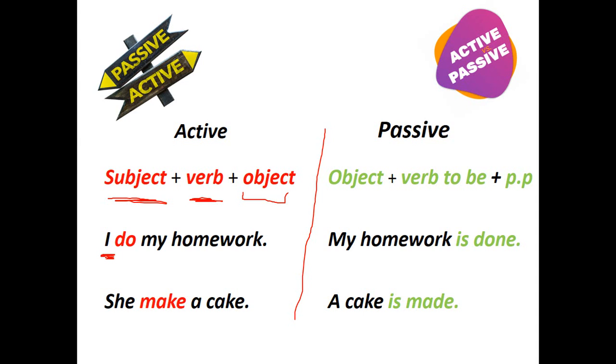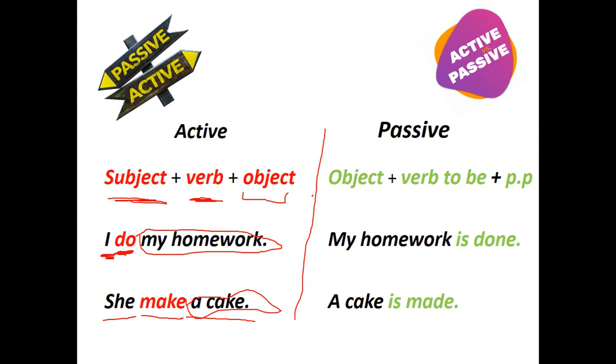Now look at here, we have an example. I, what's I? Is it a verb? No, it's the subject. I do. This is the main verb. I do, and my homework is the object. I is the subject, do is the verb, my homework is the object. Now look at the second sentence. We have she makes a cake. She is the subject, make is the main verb, a cake is the object.